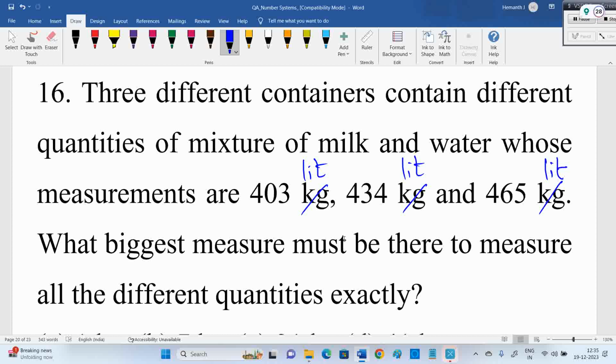Okay. Now, what is to be applied first is the biggest. And all these are exactly measurable. All the different quantities should be exactly measurable.